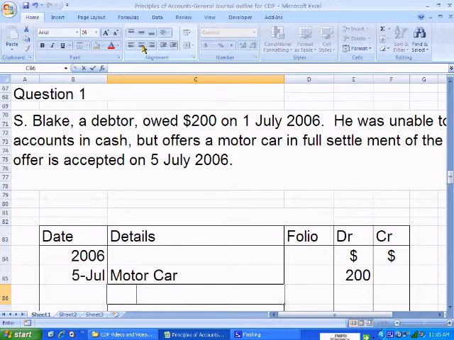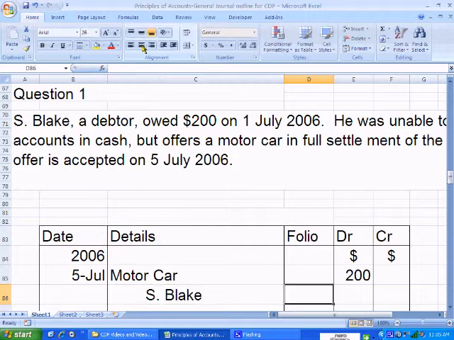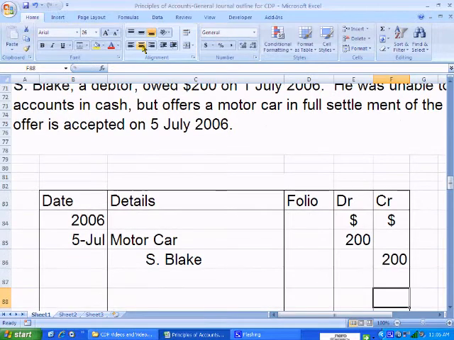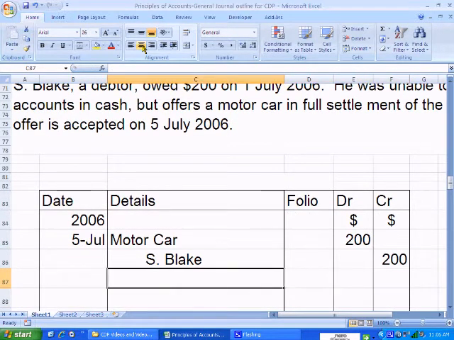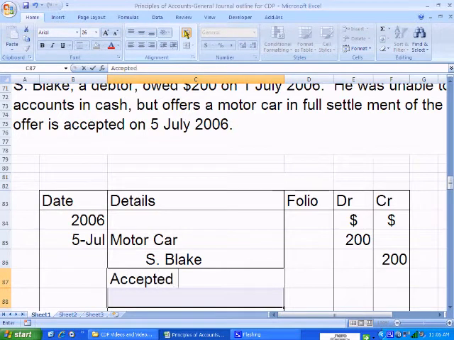And the narration would be: accepted motor car in full settlement of debt. That would be the narration. Accepted motor car in full settlement of debt. That is done in the general journal.